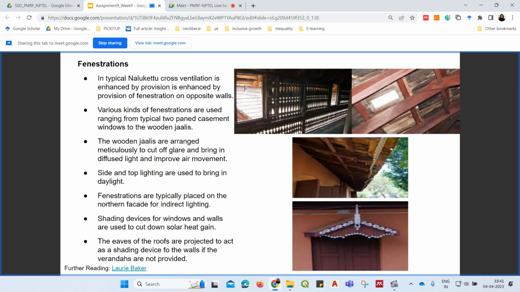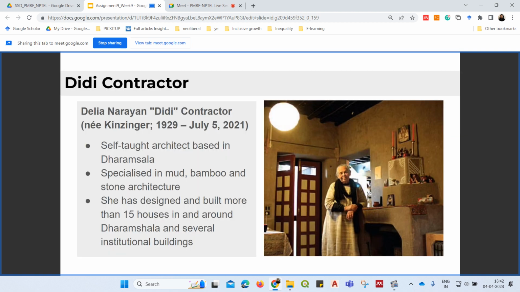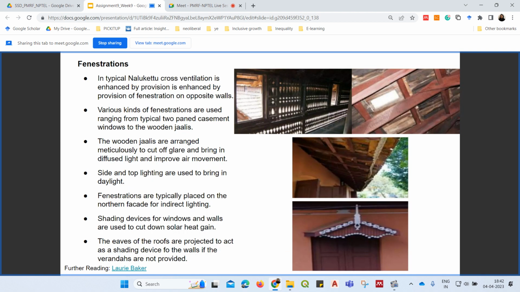The eaves of the roof are projected to act as a shading device for the walls if the verandas are not provided. So this is all for this particular architectural style.